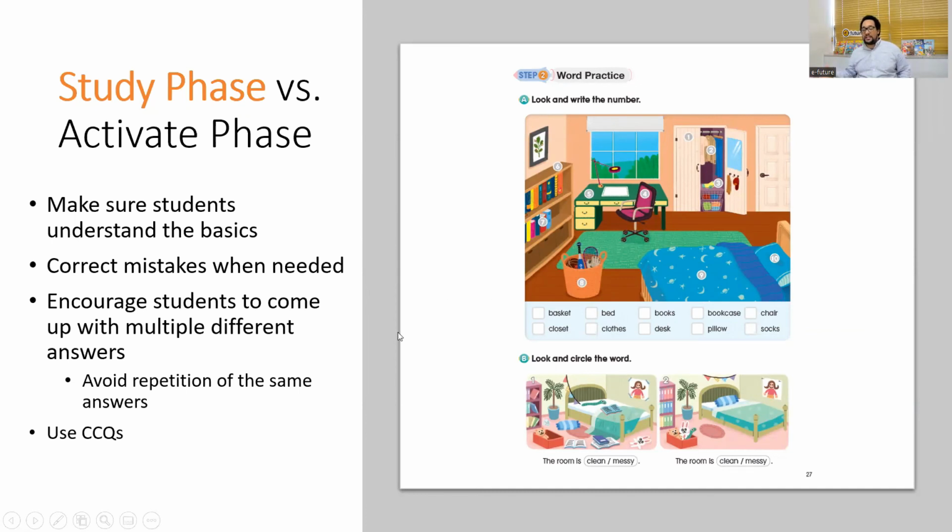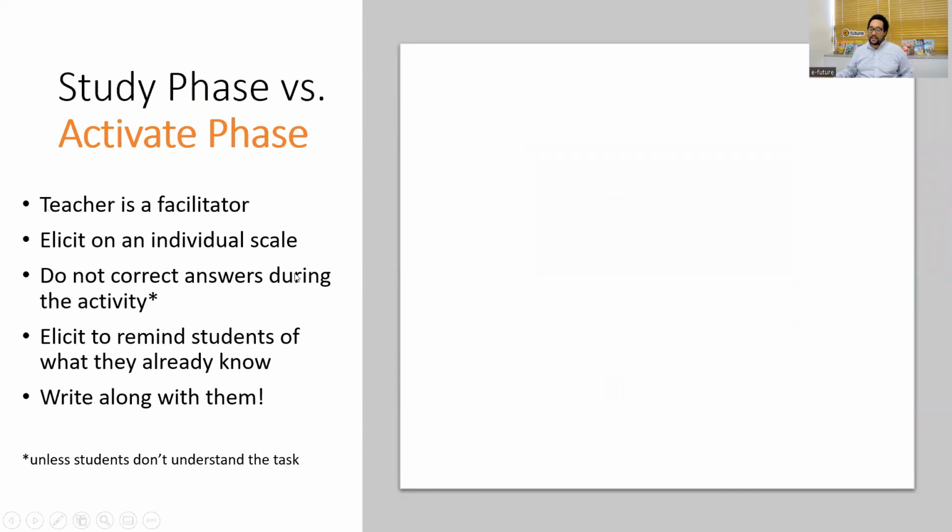Now, this is going to be different in the activate phase, because in the activate phase, the teacher is going to be taking a step back. During the activate phase, the teacher is the facilitator. Your students are going to be playing with the language that they know. They're going to be using it and interpreting it in their own way. So the teacher is taking a step back from leading and guiding the class and letting the students take charge of their learning.